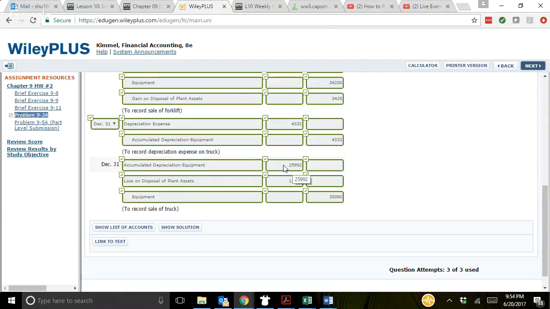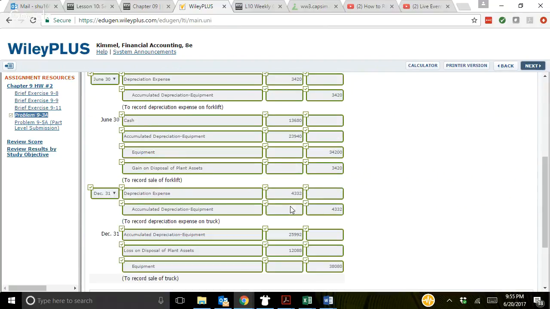And then what I did is I went ahead and added in equipment, what we purchased it for originally, which was $38,080. And I noticed that the difference between those two numbers is $12,088. And right here, what we're seeing is since we didn't actually get a sale price for it, we're getting this here. That's all we're getting. So our loss on this piece of equipment, this truck, is $12,088.